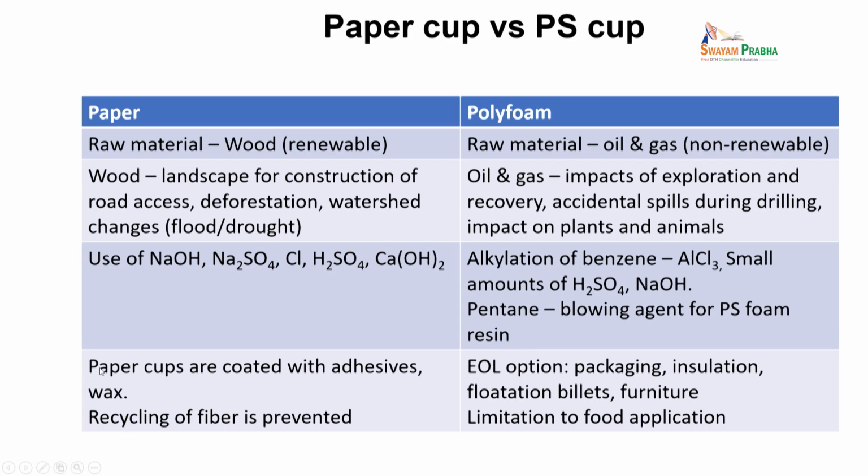Then paper cups are typically coated with adhesives and wax. If you touch the inner side of the paper, you will see a very shiny or smooth coating. That's what keeps the hot liquid or water from seeping through. Whereas if you touch the outer surface, you will feel a roughness like paper. So the outer surface is paper, but the inner definitely has a particular thickness of wax or plastic or something.